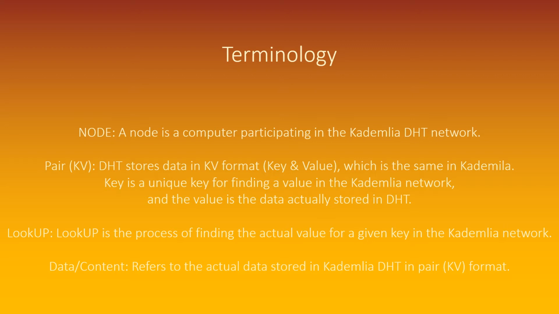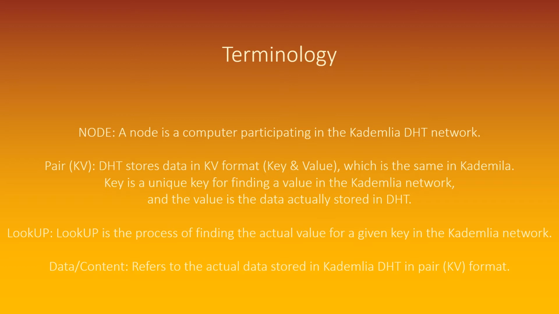And let us know what is meant by the pair. Actually, a DHT stores data in KV format. KV means key and value format, which is the same in Kademlia. The key is a unique key for finding a value in the Kademlia network, and the value is the data actually stored in the DHT. So in key and value format, the key is the unique key for finding a value in the Kademlia network, and the value is the data actually stored.